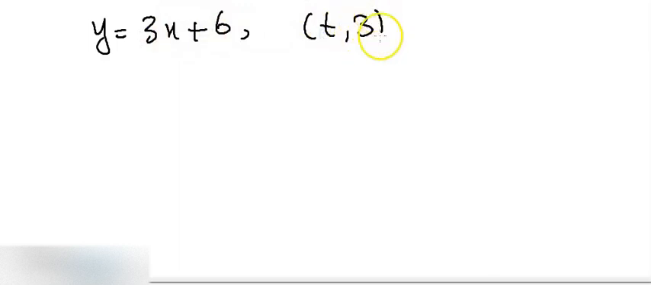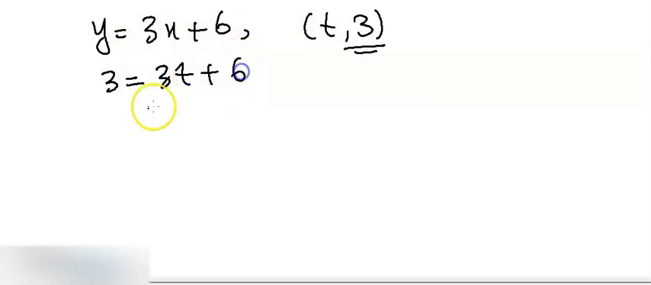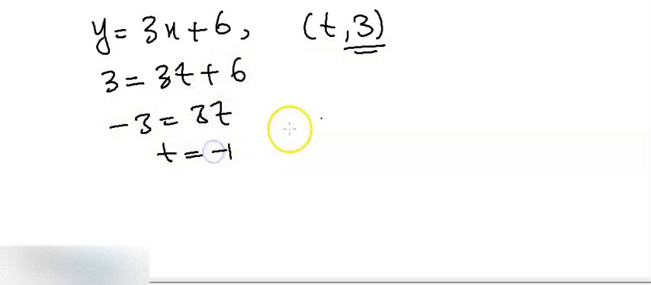So it says I have a line y equal to 3x plus 6, and let's say this line is passing through t comma 3. I want to find the value of t. Since this point lies on the line, it must satisfy the equation. So 3 is 3t plus 6, so minus 3 is 3t, or t equal to minus 1.